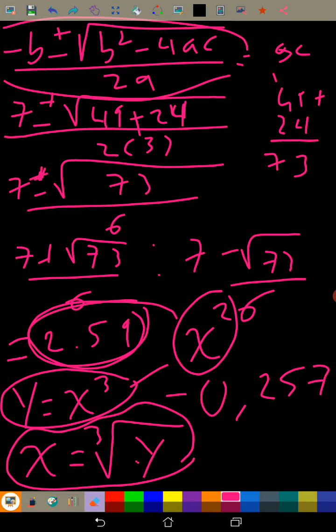So we're going to continue in a very near future with quadratic equations, and we're going to see the discriminant and how it affects the shape of the curves.